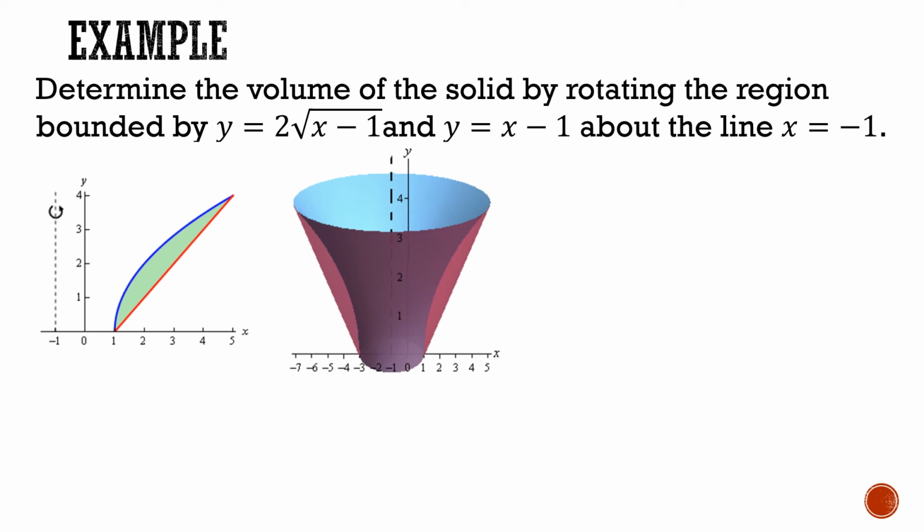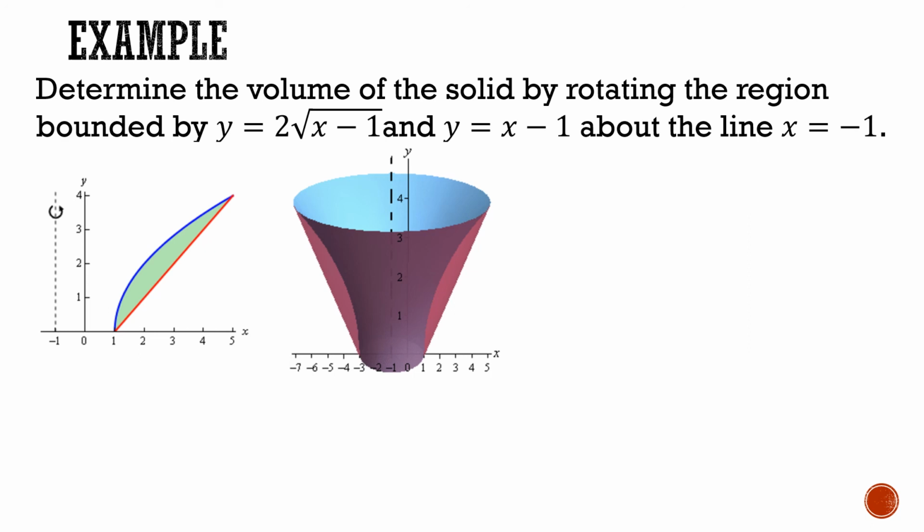Next example says determine the volume of the solid by rotating the region of y equals 2 root x minus 1 and y equals x minus 1 about the line x equals 1. So because x equals 1 is a vertical line like the y-axis, I'm treating it like a y-axis. And so that means that everything in my integral has to be in terms of y.